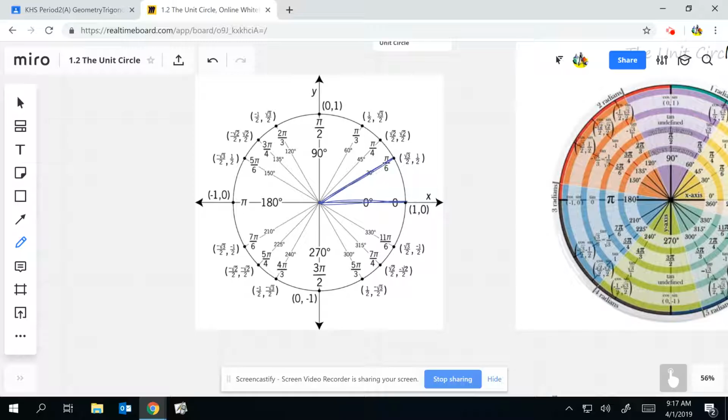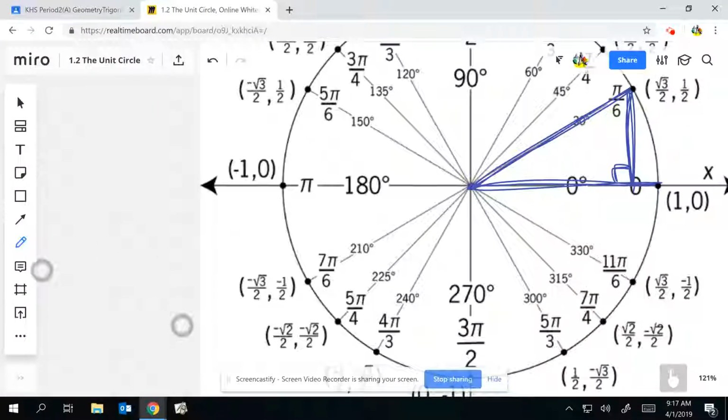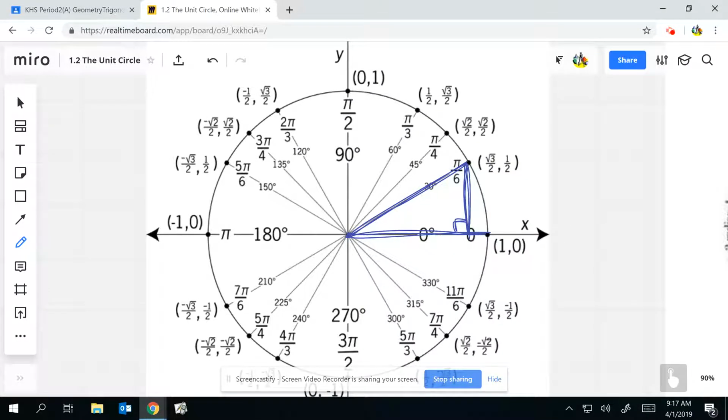Now, if I was to drop a line straight down here and make a right angle, you would see a right triangle there. Okay, that is a 30, 60, 90 right triangle. Because I went to the 30-degree angle, that means this angle right here is 30. And the top angle then is going to be your 60 and then your 90.